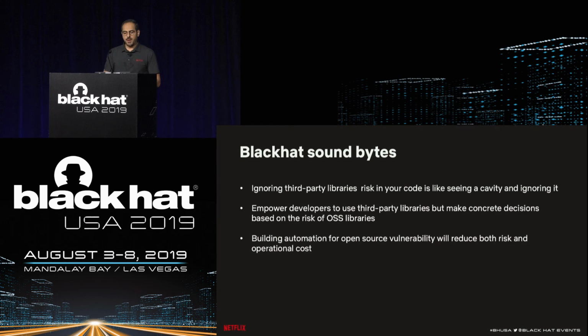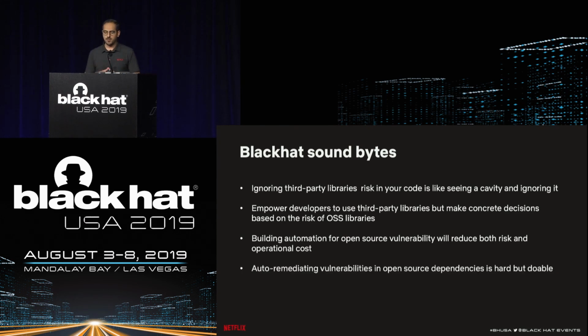For final thoughts, I would say ignoring third-party library risk in your code is like seeing a cavity and just ignoring it. You want to empower your developers to use third-party libraries, but make concrete decisions based on the risk of the OSS libraries. Building automation for open source vulnerabilities will reduce both risk and operational cost. Auto-remediation for open source vulnerabilities and dependencies is actually hard, but it's also doable.